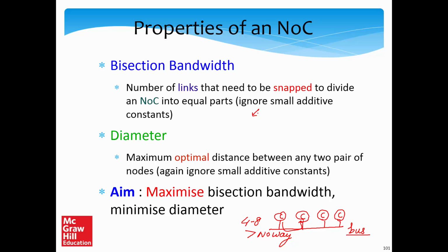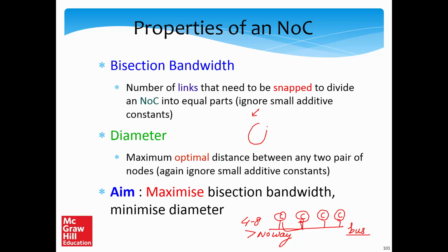So why is this important? Well, for two reasons. One is it's a measure of reliability: just in case a link fails, what happens? And the other is, for those who have studied algorithms, there is something called the max flow min cut theorem, which essentially tells you the maximum amount of data that can flow from one side to the other.